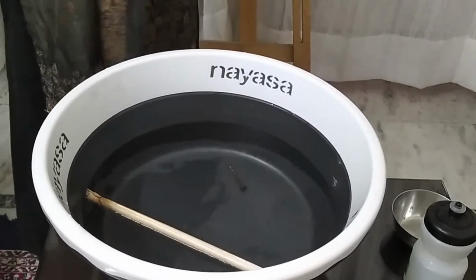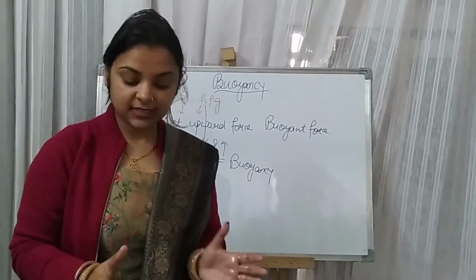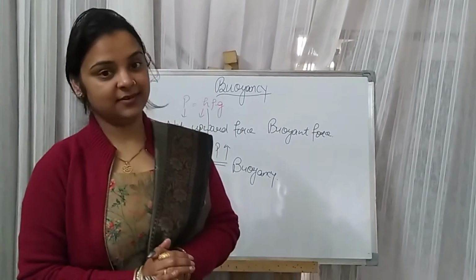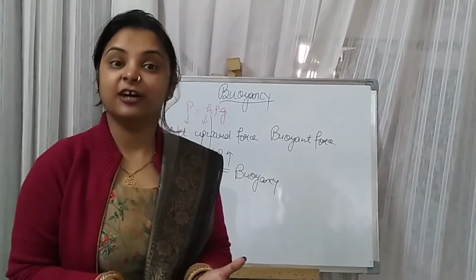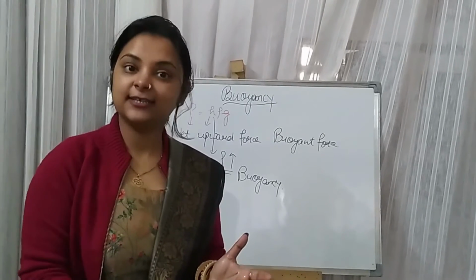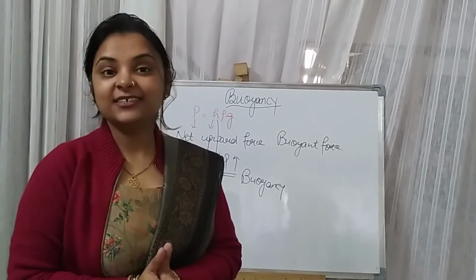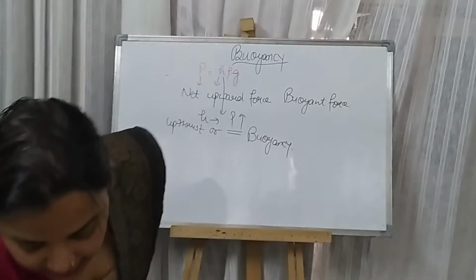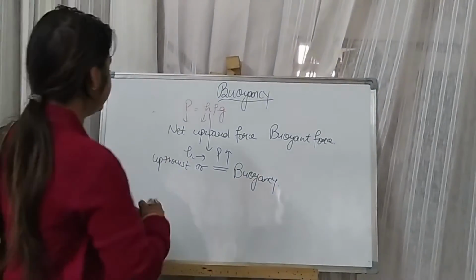Now what happens? According to what we have studied earlier, both objects should float due to the upthrust, right? But that is not the case, because one is sinking and one is floating. Isn't it interesting? What is the reason behind it? The reason behind it is density.